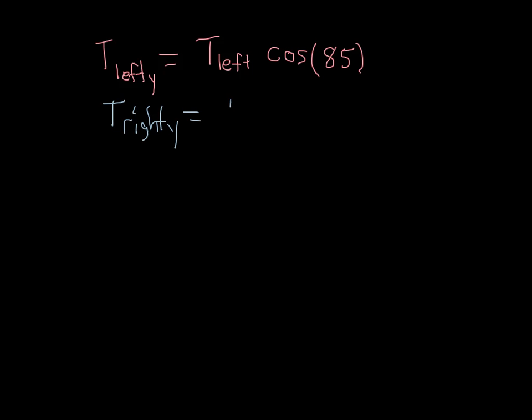So T left in the y direction is going to be T left times the cosine of our angle, which is 85. And we can use the same reasoning. T right in the y direction is T right times the cosine of 85. And T left and T right, they're equal, right? Yeah, so I'm just going to call them T.